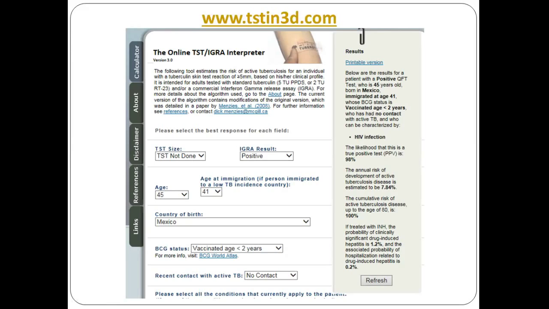And the final thing that I like is that it doesn't really adjust for co-medications that the patient may be taking or hepatitis B or C, but at least it gives you a probability of significant drug-induced hepatitis, for example, and the probability of hospitalization due to drug-induced hepatitis. So there you go, and you can tell the patient what the risks are of taking, for example, INH.